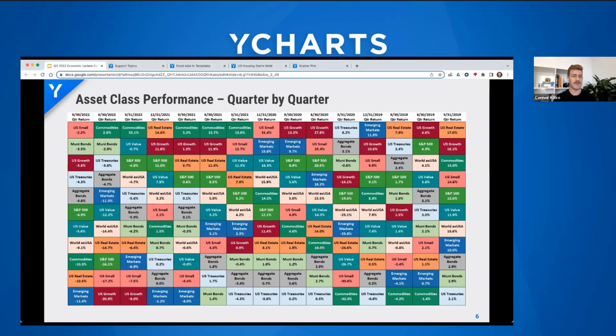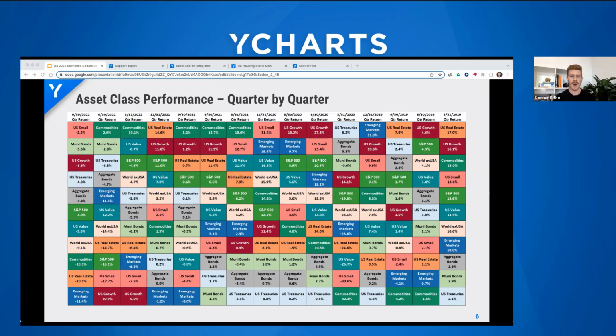Let's jump into similar data, but we're going to look at this quarter over quarter. And then after we talk about this data, we're actually going to show you how to access a template for these asset performance quilts in YCharts. But we're going to look at this quarter over quarter, 15 quarters of history, and we see some patterns kind of crystallizing here a little bit more clearly.